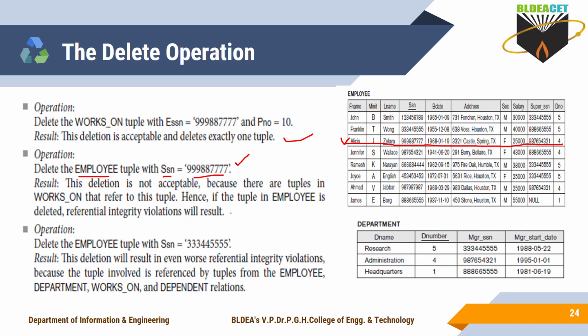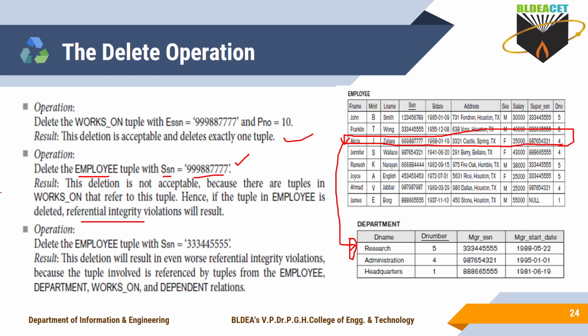So for any table, if you want to delete tuples from the parent table, and those tuples are referred to in the dependent table, then first you have to delete them from the dependent table, and later you can delete from the parent table. That is what we call a referential integrity constraint violation.